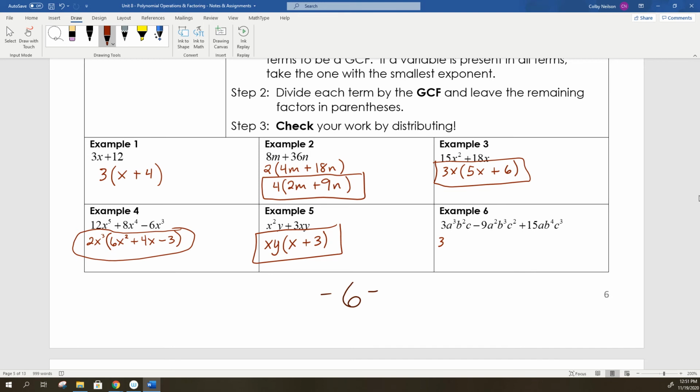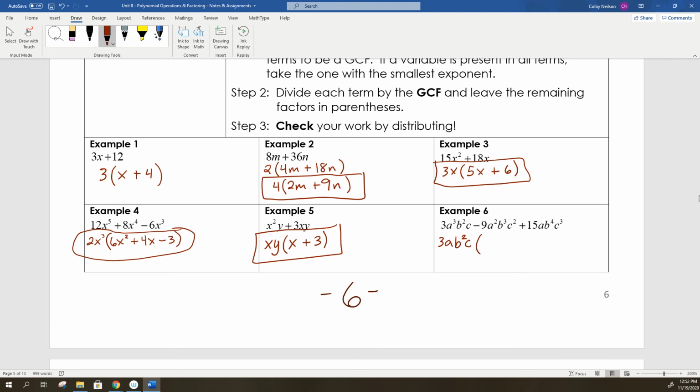What about a cubed, a squared, and a? What can I divide out of all three of those? A to how many? A to the 1st, right? The lowest exponent divides out of all of those. Now the b's, b squared, b cubed, and b to the 4th. So b squared. Let's see, c squared, c cubed, c.